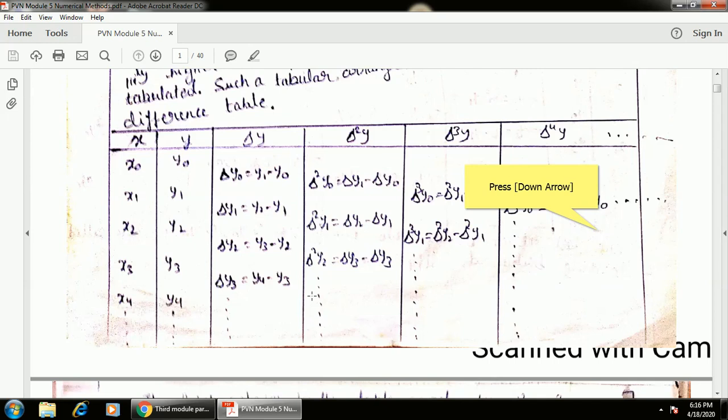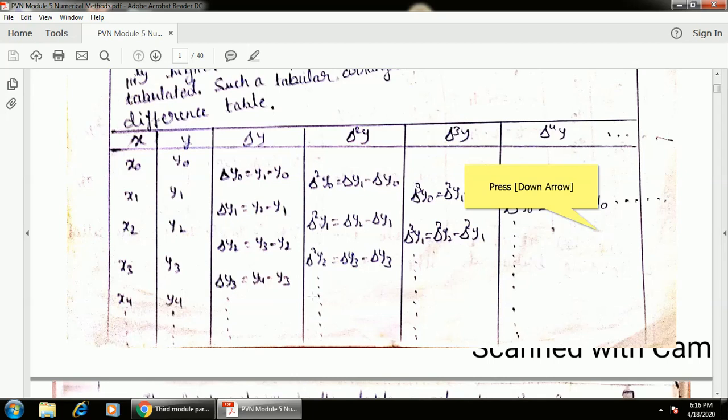Similarly, first order forward difference of the function at y1, that's delta y1, is equal to y2 minus y1. We have written this difference in between these two values; we have taken the differences of these two and written that difference in between y0 and y1. Similarly, the difference of y1 and y2 is written in between y1 and y2, that is delta y1. Similarly, first order forward difference of the function at y2 is delta y2, that is equal to y3 minus y2, and so on. Now, second order forward differences.